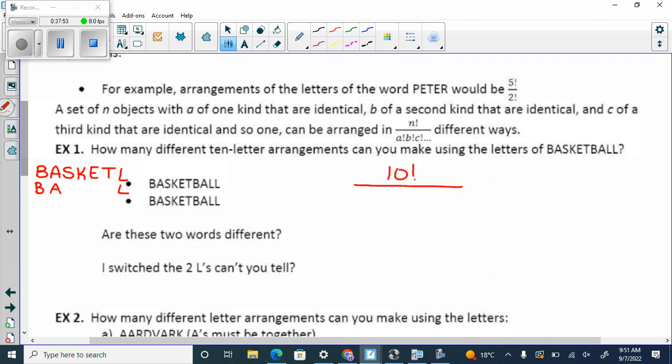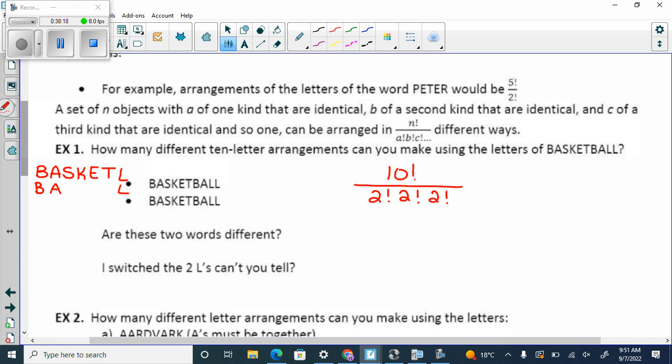So I have 2 B's, I'm going to go 2 factorial. And then I have 2 A's, I go 2 factorial. I have 2 L's, I go 2 factorial. I do not write 6 factorial because this is 2 times 2 times 2, which is actually 8. 6 factorial is 720. They are not the same thing, okay? So you do whatever it is factorial, whatever it is factorial, whatever it is factorial.